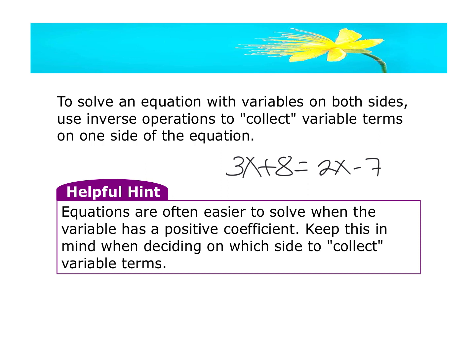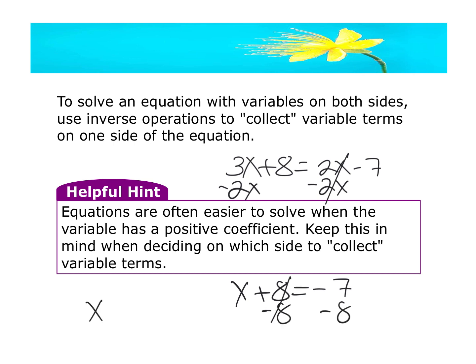What they mean by collect, guys, is using the inverse operation to move one term to the other. In this case, I would actually recommend you guys to move the 2x. Because the 3 is bigger, it's going to actually give us a positive x. So 3x minus 2x is just going to be a positive x, plus 8 is equal to negative 7. Now, to finally finish this, we're going to subtract 8 on both sides, and we're going to get that x is equal to 15.